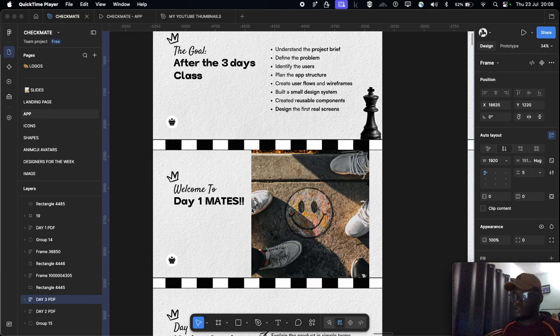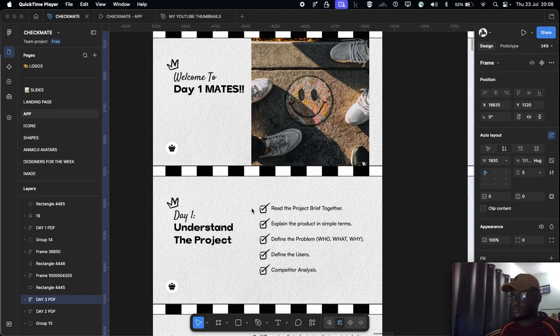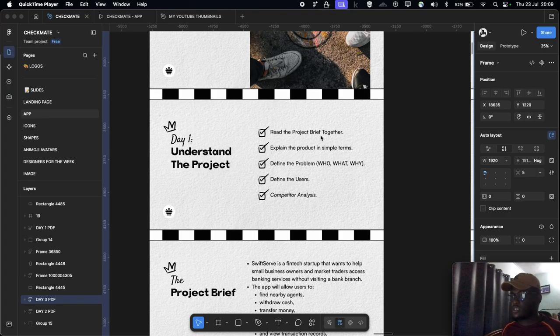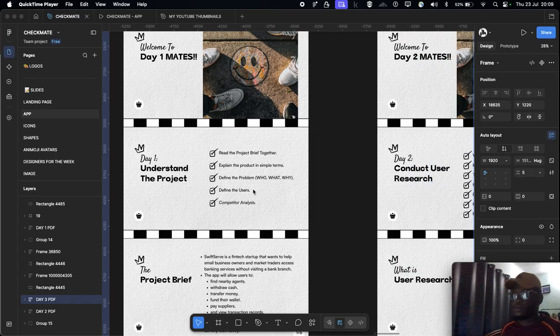And in the first day, which was day before yesterday, we were able to understand a project brief, right? What are the first things you need to do when you get a client's brief? You were able to explain what the project is all about, define the problem, write a problem statement, then define the users of that problem, and do a competitor analysis, right? So that's what we did on the first day.